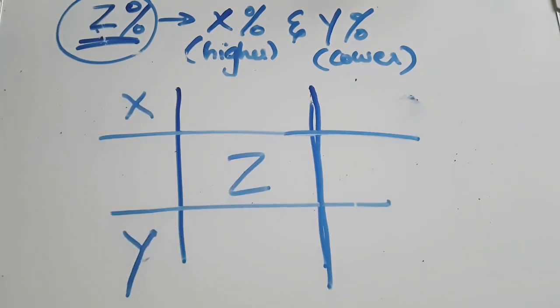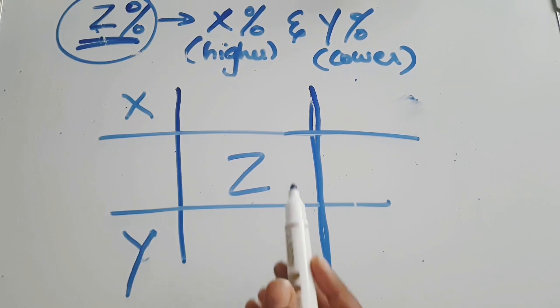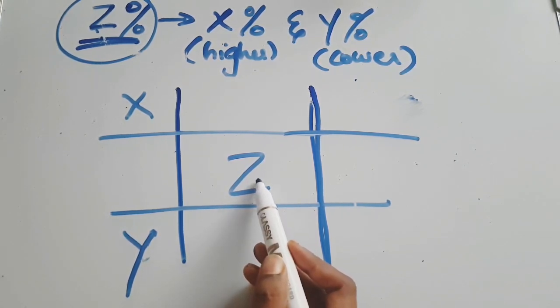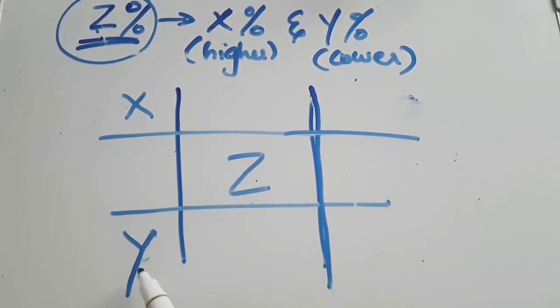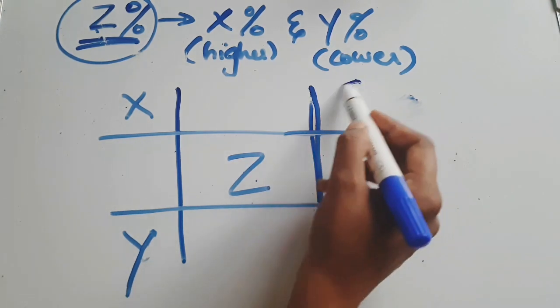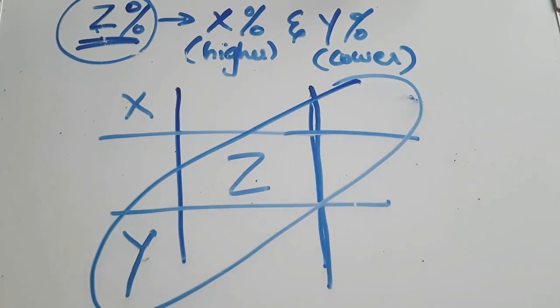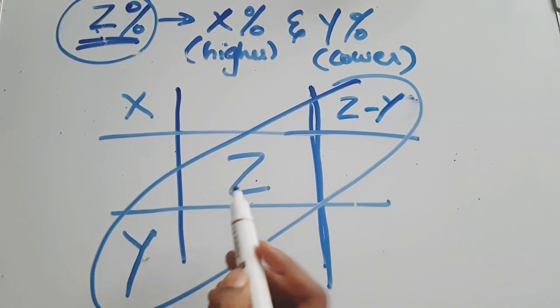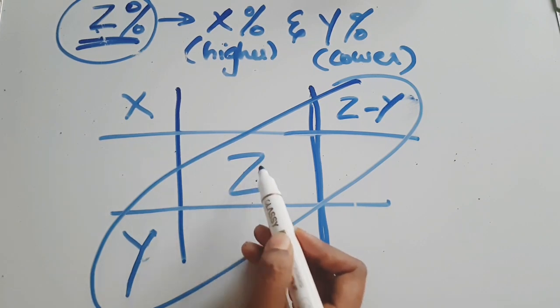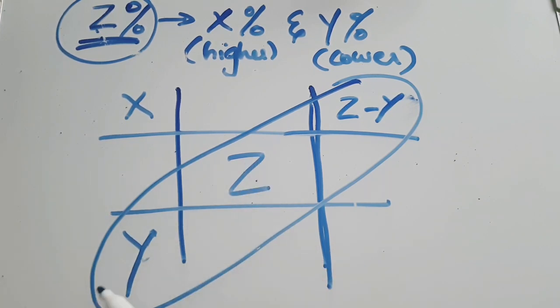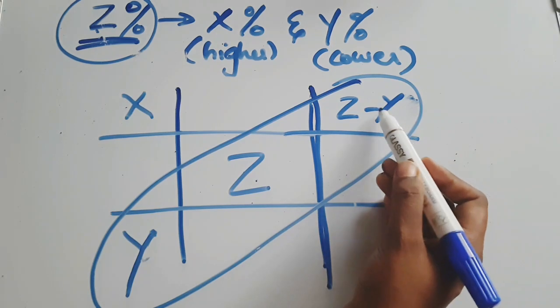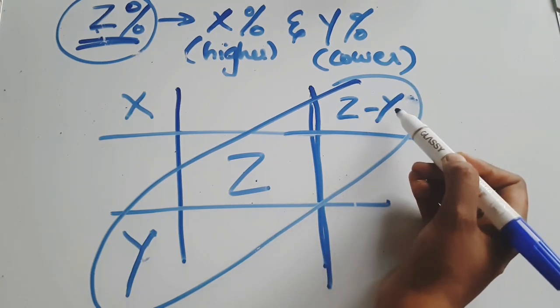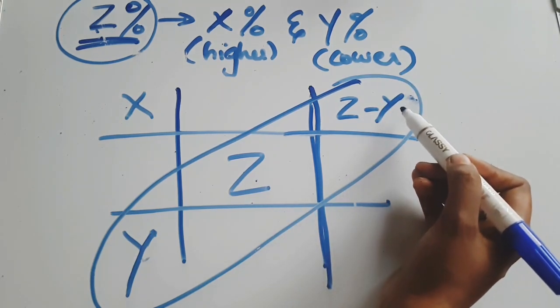Now you have to find the difference between the required percentage strength, that is the middle column, and the lower percentage strength, that is the bottom left column, in a diagonal way. That will be Z minus Y, written diagonally on the opposite side, in the top right column.